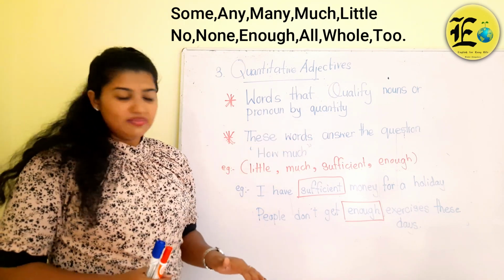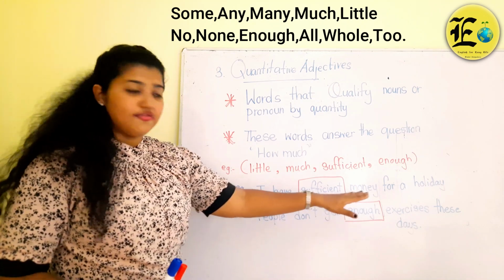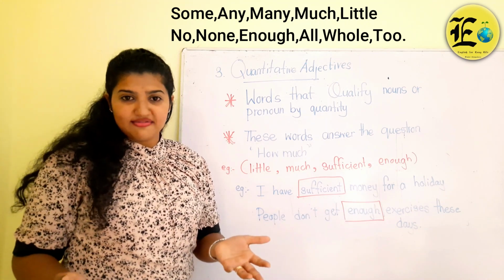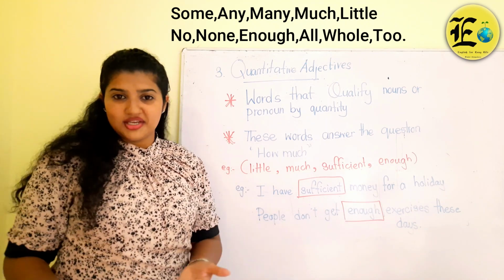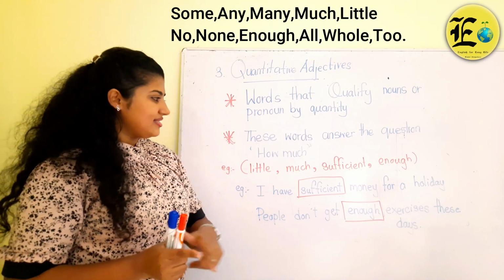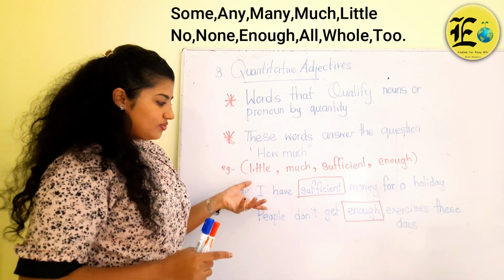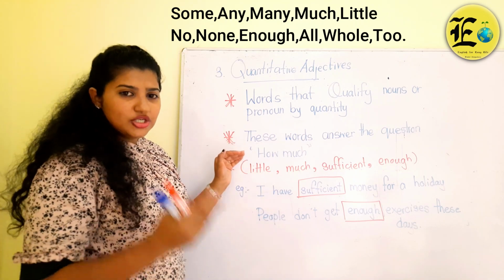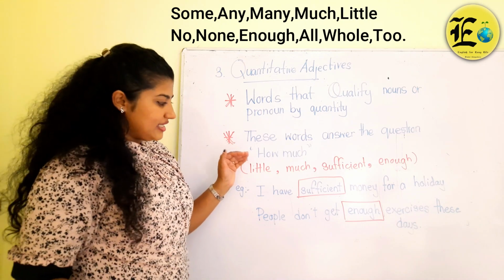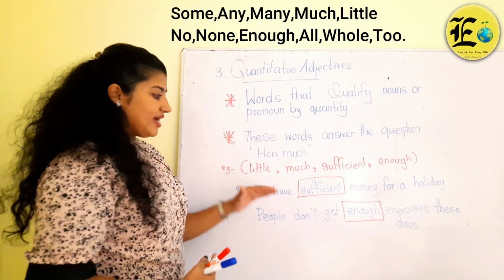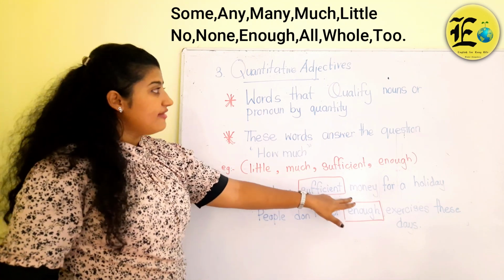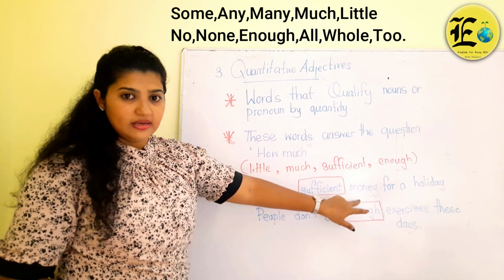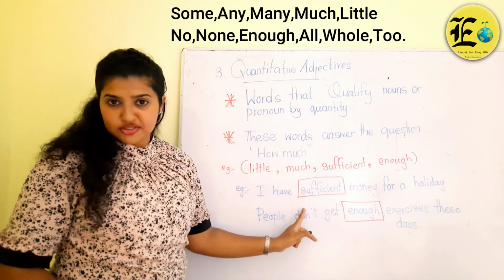So let us have a look at the examples. I have sufficient money for a holiday. I have sufficient money. How much money do you have? I have sufficient money. So now you saw with that example, this adjective answers the question how much. So the question says, how much money do you have for a holiday? The person replies saying, I have sufficient money. So we have described the noun money here by using the quantitative adjective sufficient.